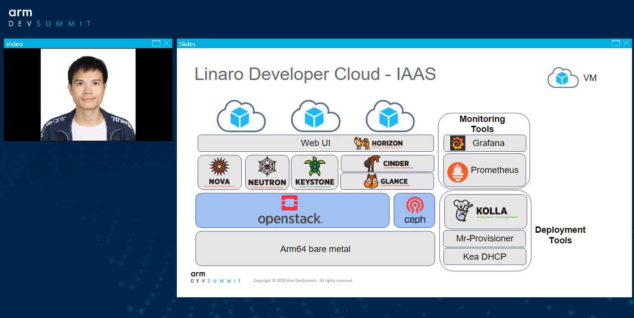We use Ceph for our storage solution, and OpenStack we use the latest stable version, and we will keep upgrading it. For now, we mainly provide users the VM service. And on the right-hand side of this picture are the monitor and deployment tools. Okay, this is the overview structure of our infra service.